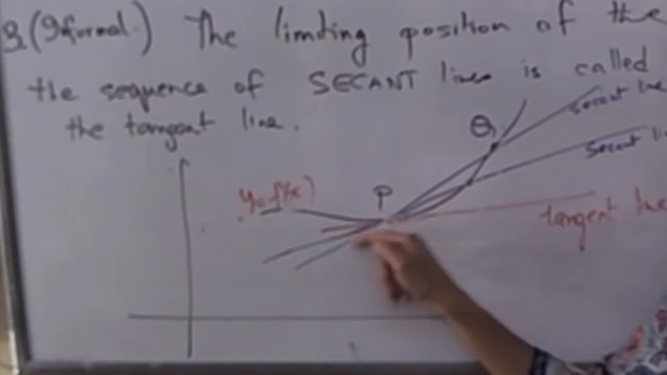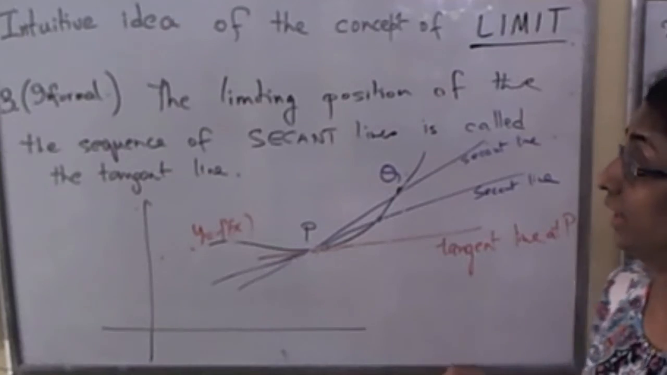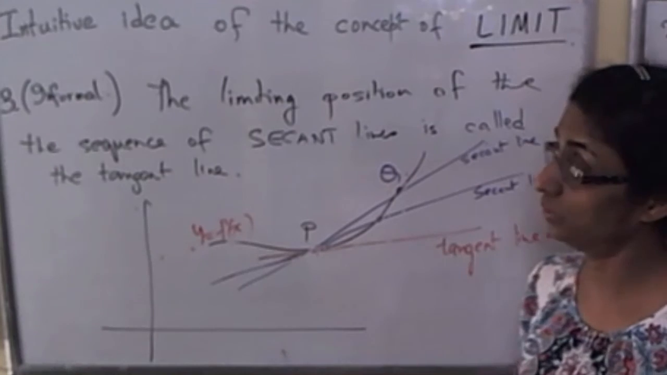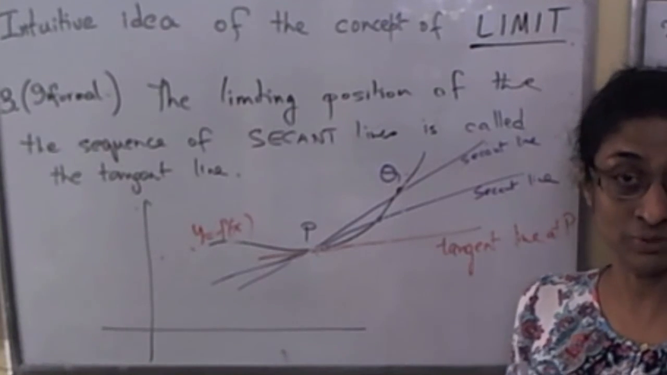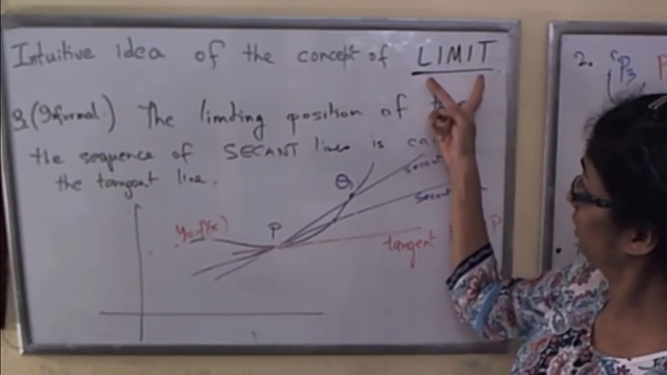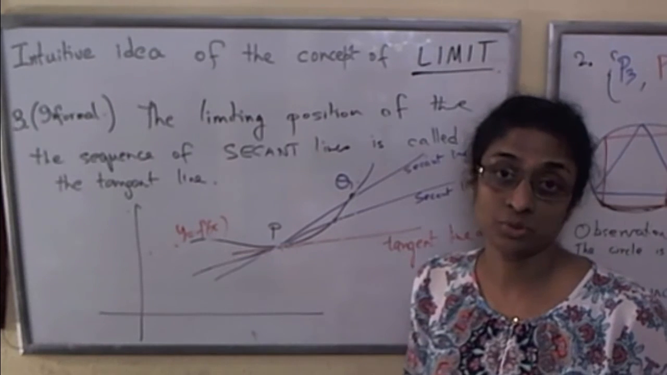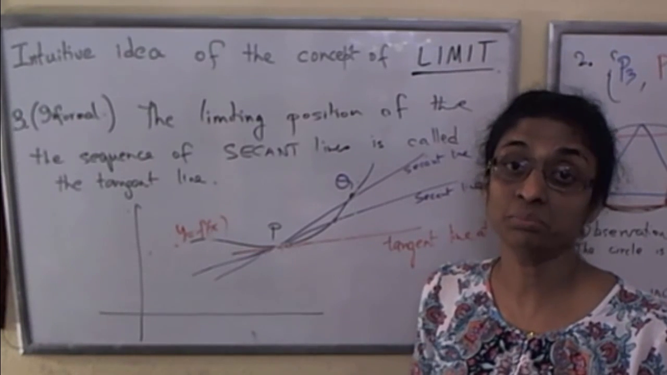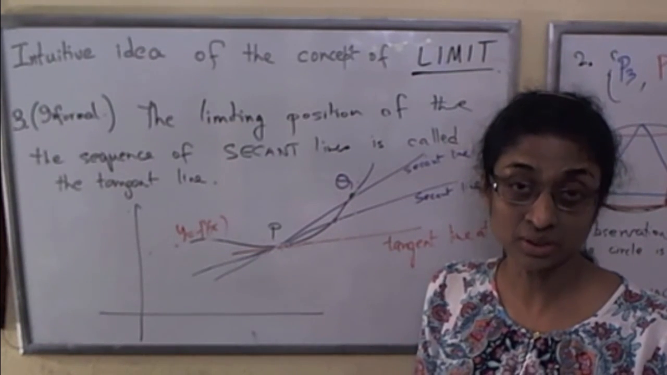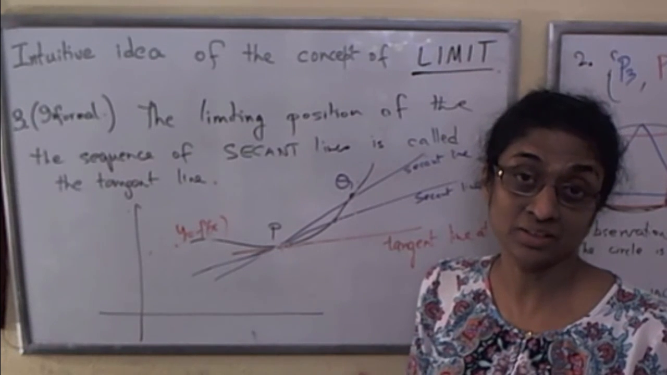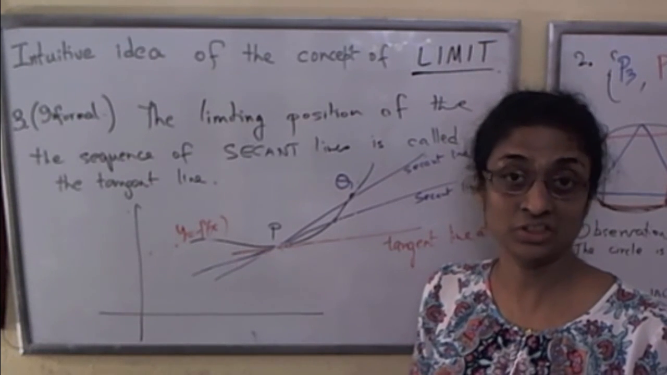If they do approach a limiting position, in this case they do, then that limiting position is what we're calling the tangent line. And this completes our informal and intuitive discussion of this word limit. The concept of limit is very important in calculus. This idea forms the foundation of calculus.